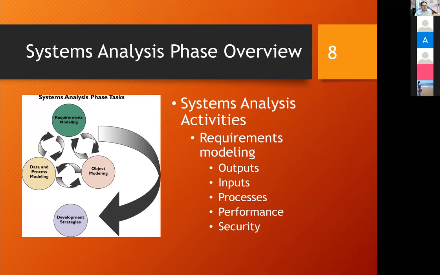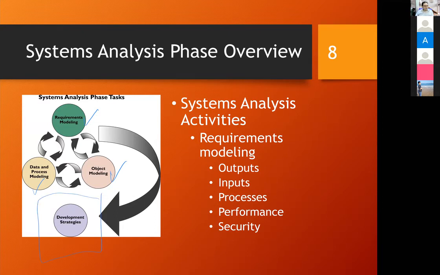So you can see that for the system analysis phase, what it takes. We have data and process modeling. We have requirement modeling. We have object modeling. When we have this kind of thing already, we try to come up with the development strategy so that we can move on to the next phase.